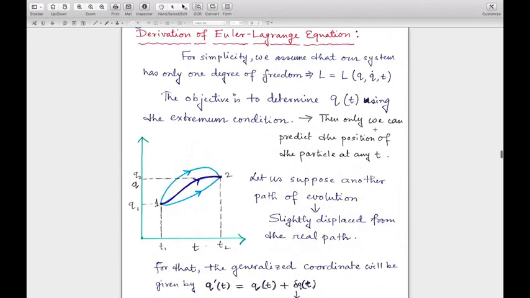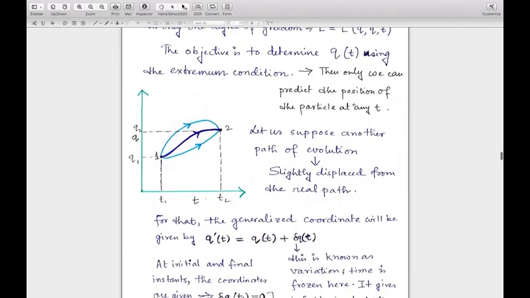Now the principal objective of this whole formulation is to determine q as a function of t using the extremum condition that we all know. Only then can we predict the position of the particle at any time t. If you know q, then you also know q dot. If you know q as a function of t, you also know q dot as a function of t. Then the total state of the system can be specified, right?